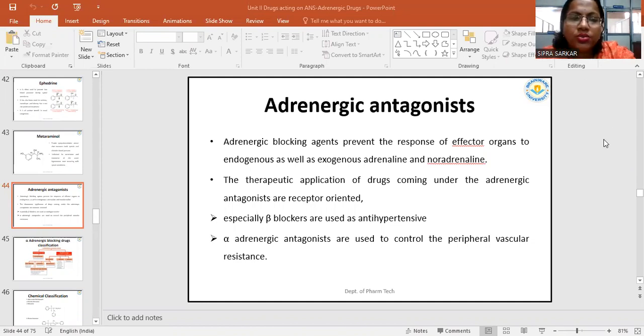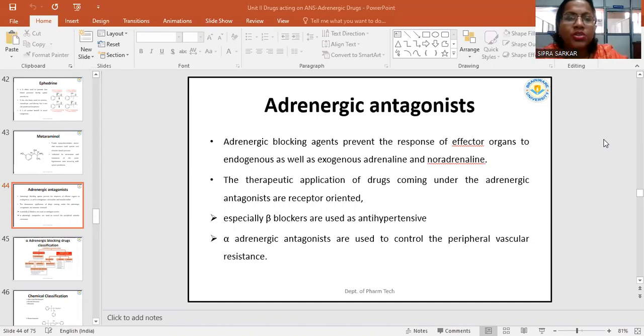Good morning, students. Today we'll be discussing the adrenergic antagonists. This is unit 2 under the medicinal chemistry of the fourth semester. In previous classes, we were discussing adrenergic drugs and their SAR. So, we know what adrenergic drugs are.